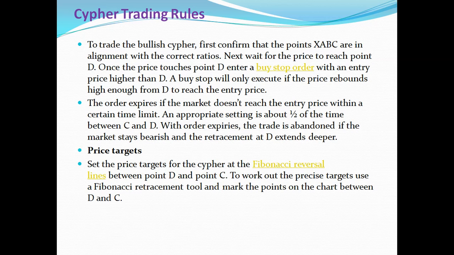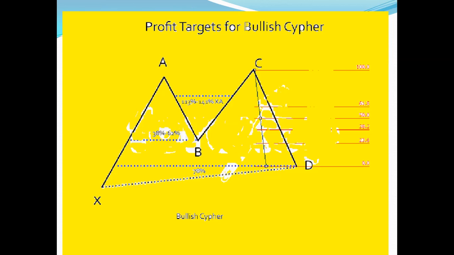Price target. Set the price target at the cipher Fibonacci reversal line between point D and C. You see here, between point D and C you can put a Fibonacci retracement and define your target. This is a bullish cipher diagram. You see X, A, B, C, D, and D is the buying point, and you have to follow the rules mentioned in the previous conditions.